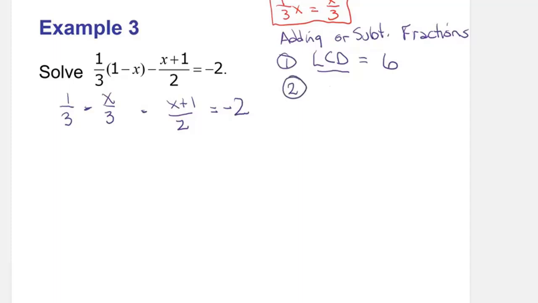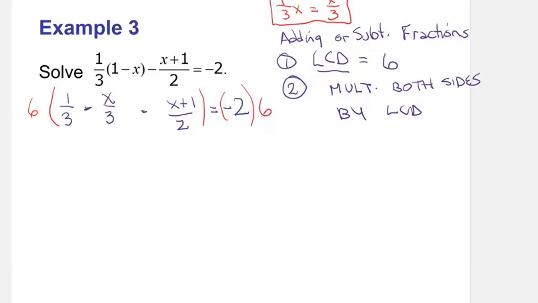Number 2, I'm going to multiply both sides by my least common denominator. I'm going to multiply this side by 6, and I'm going to multiply this side by 6. And let's see what happens. I'm going to distribute. I get 6/3 minus 6x over 3 minus 6 times x plus 1 over 2 is equal to, and this I could just say -2 times 6 is -12.